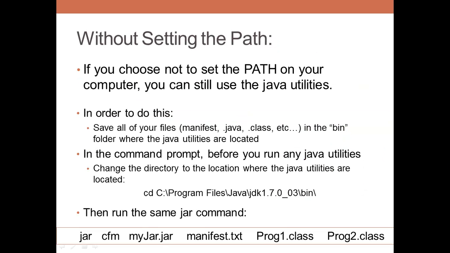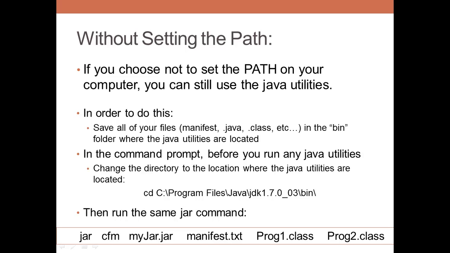If for some reason you cannot set the path on your computer or you choose not to, you can still use the Java utilities. To do this, first save all of your files, your manifest file, your Java files, the .class files that are created when the Java files are compiled, or any files that have to do with your jar file, in the bin folder where the Java utilities are located.